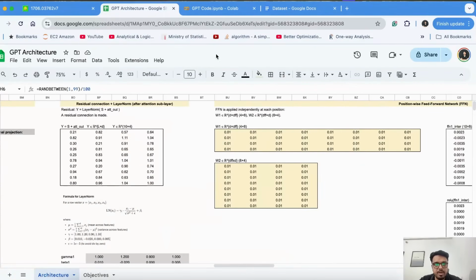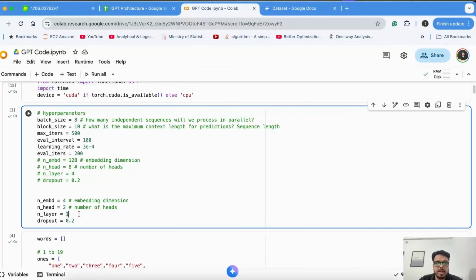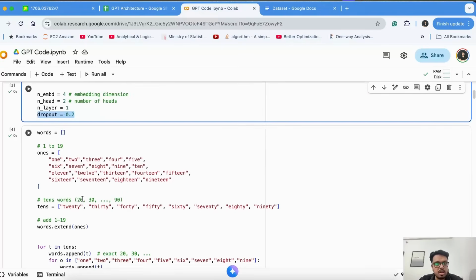We will keep it 1 as of now, but in practical models we need to increase the number of layers. And dropout is something that controls overfitting of the model, which effectively means that some percentage of the neurons will be ignored during the training. So these are the hyperparameters.